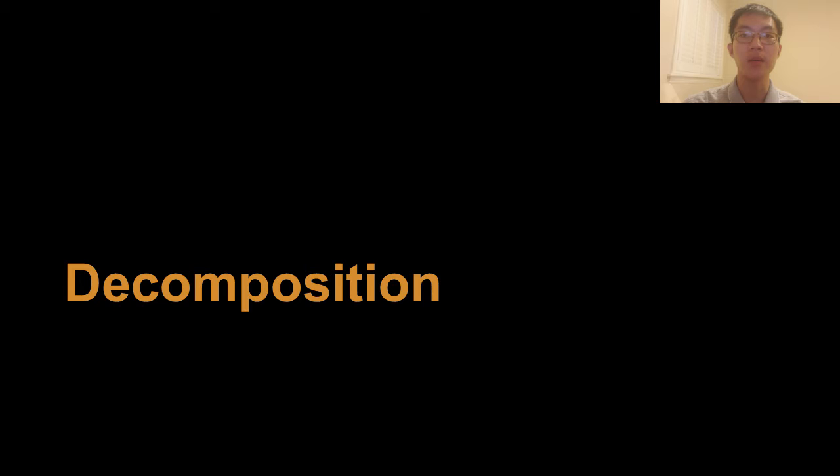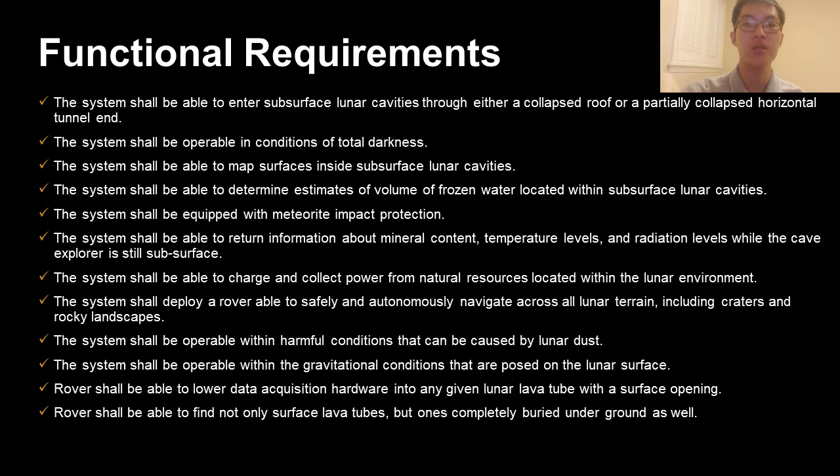Hello, my name is Tim, and I'll be going over part of the decomposition section for this project, specifically the requirements and the morphological matrix. The functional requirements are listed for a rover system, which consists of a larger transportation platform that travels between lava tubes and a smaller cave explorer that maps and obtains data.